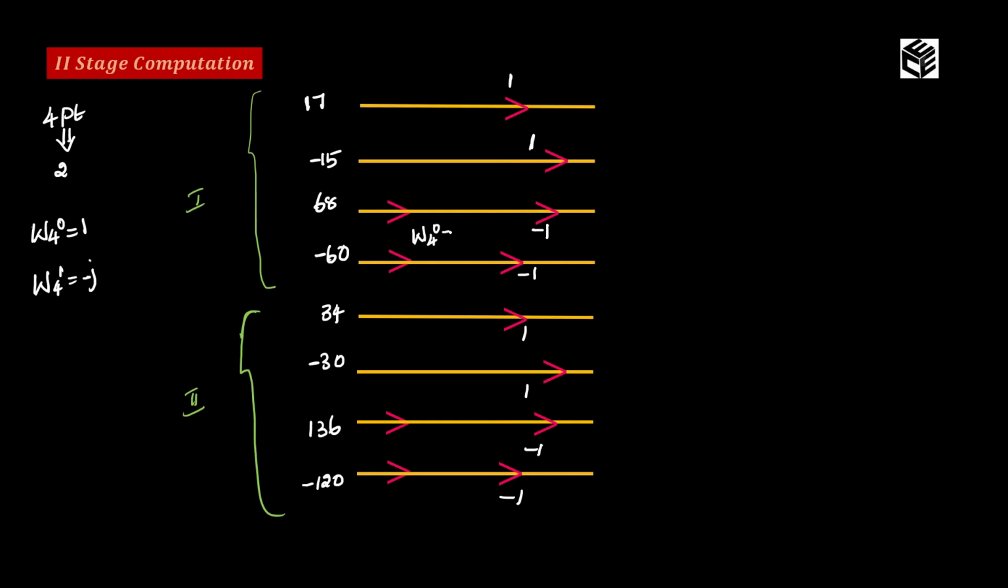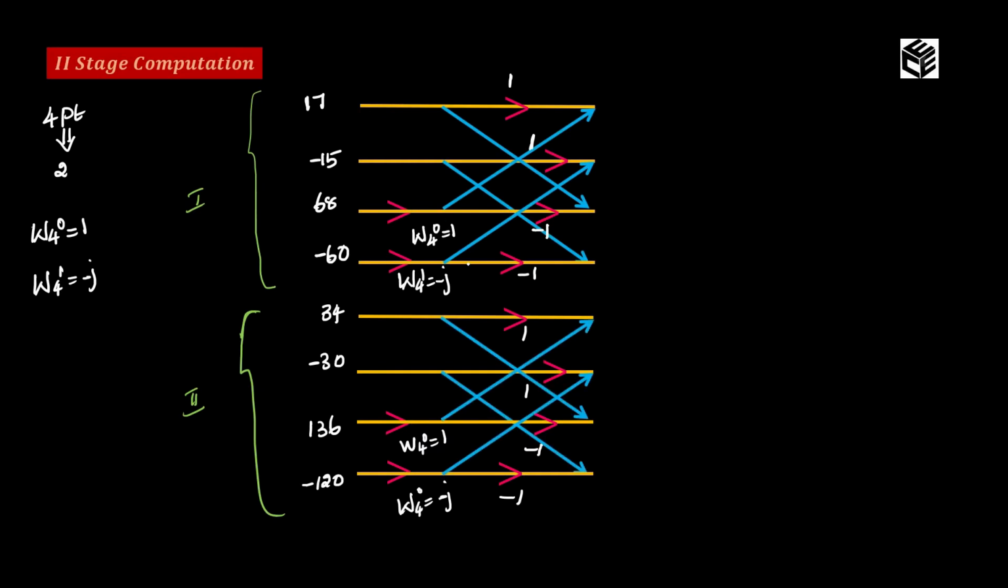That is W4 power 0 is equal to 1. W4 power 1 is equal to minus j. In a similar way, W4 power 0 is equal to 1, and W4 power 1 is equal to minus j. Now I am going to introduce the cross lines for the first set and the cross lines for the second set. Now I will find out the values.